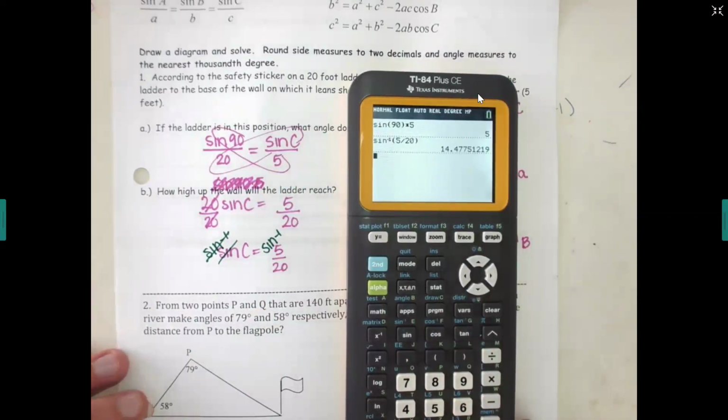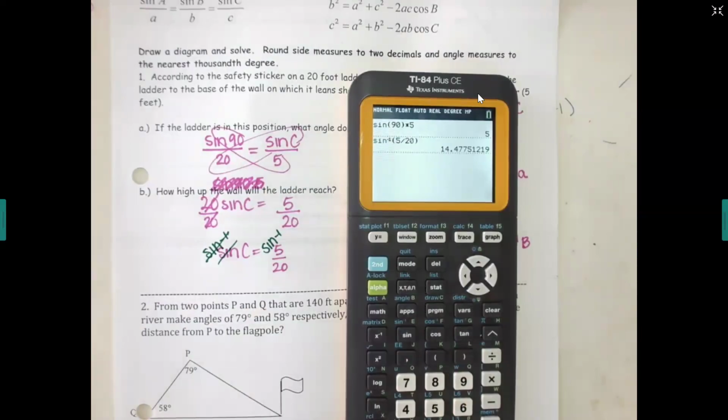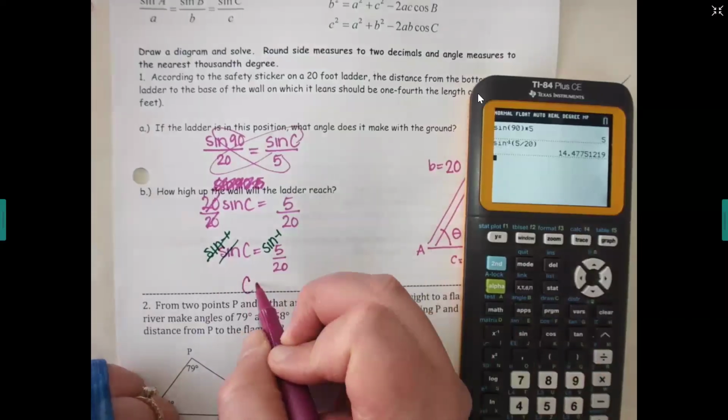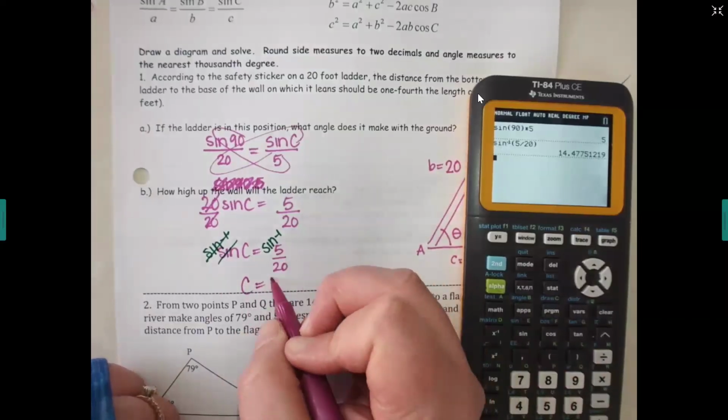Okay, and we know that we got 14.4, so let's just round that to 14.5. And actually, let's just do a whole number, since it's an angle. So I'm going to put that C is 14 degrees.